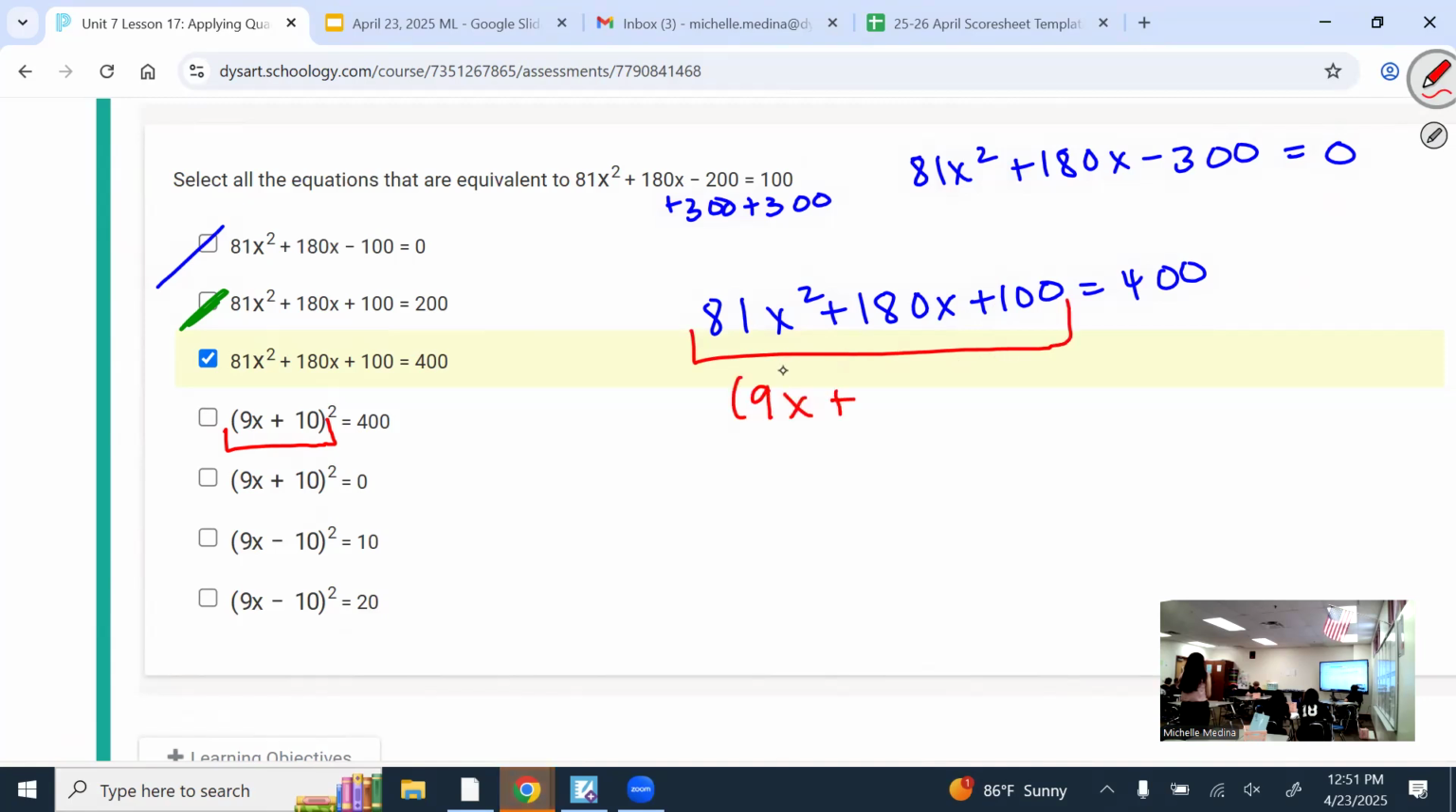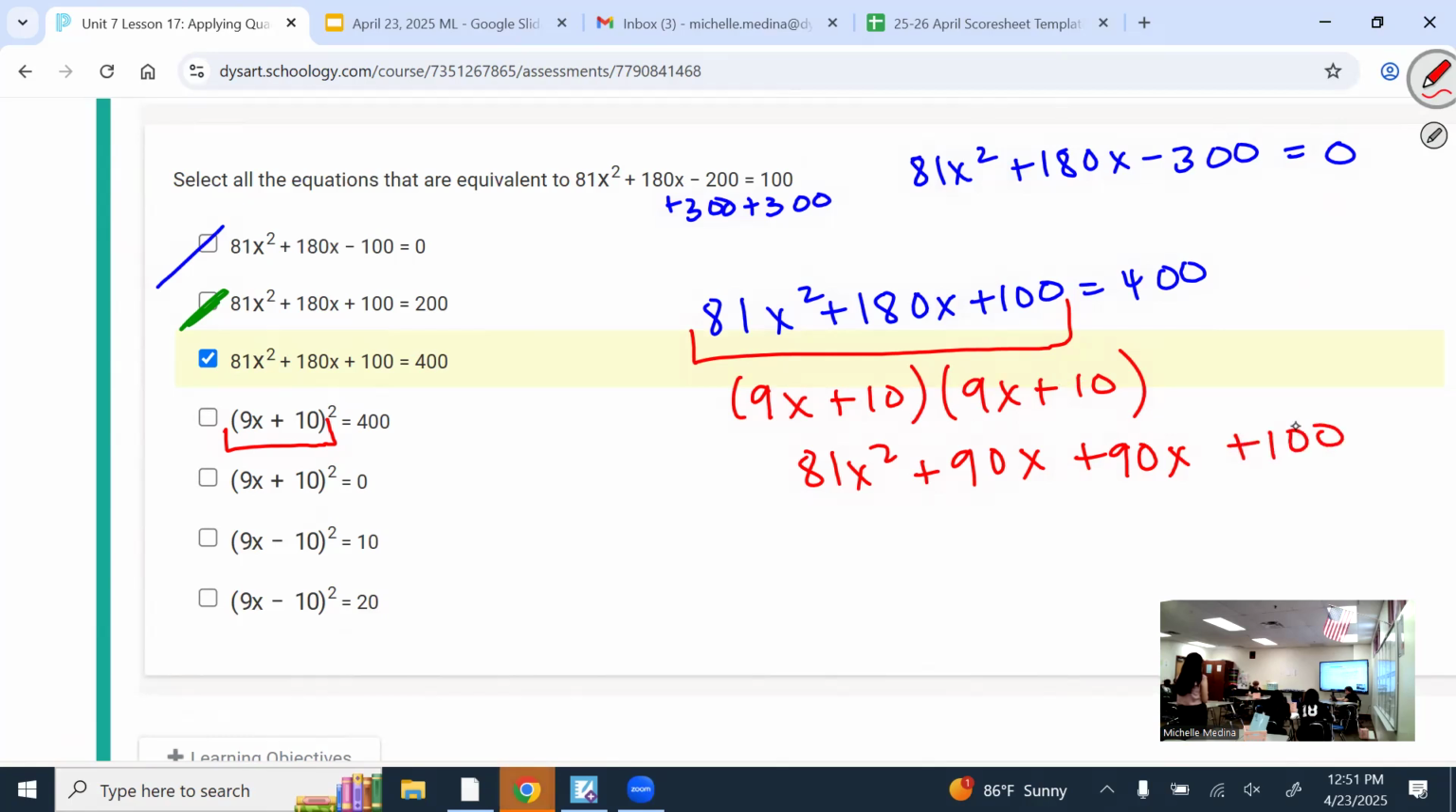I'm going to do 9x plus 10 times 9x plus 10. And multiply the first terms. So 9x times 9x is 81x squared. Outer terms, 9x times 10 is 90x. Inner terms, that's 90x. And my last terms, 10 times 10 is 100. Yeah. So that looks like it, once we combine these two. So I would pick that one.